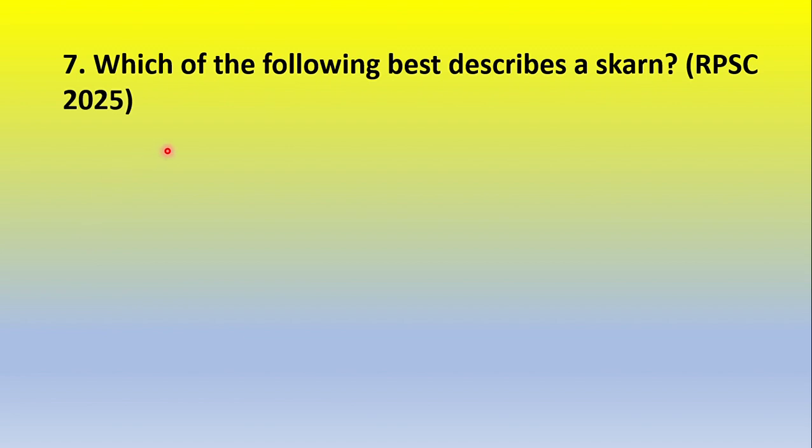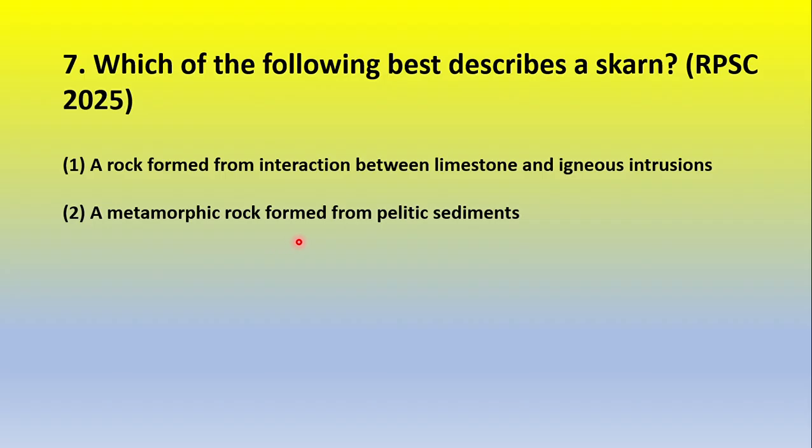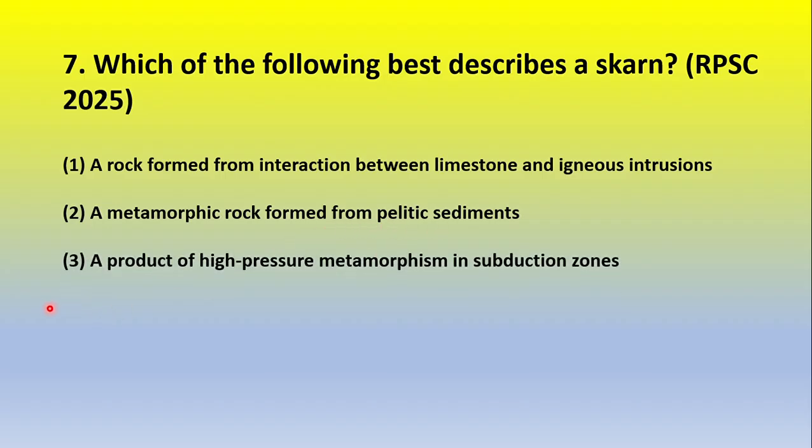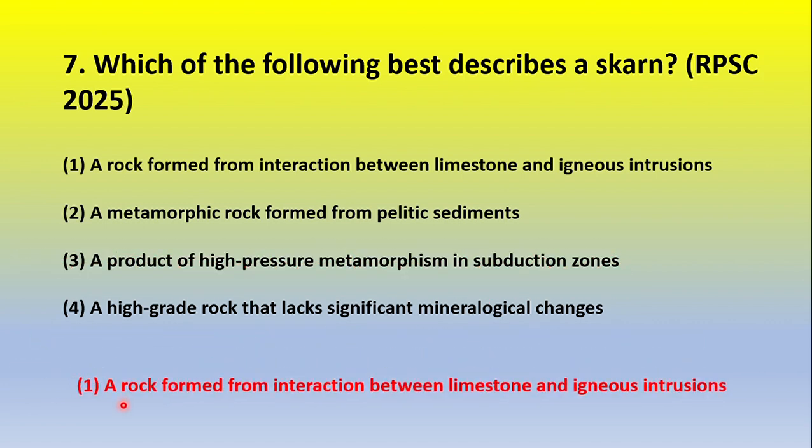Next question: which of the following best describes the skarn? So which one is the correct answer? A rock formed from the intersection between limestone and igneous intrusion. A metamorphic rock formed by pelagic sediment. A product of high pressure metamorphism in a subduction zone. A high grade rock that lacks significant mineralogical change. So which one is the correct answer? The correct answer is: a skarn is a rock formed from the intersection between limestone and igneous intrusion.